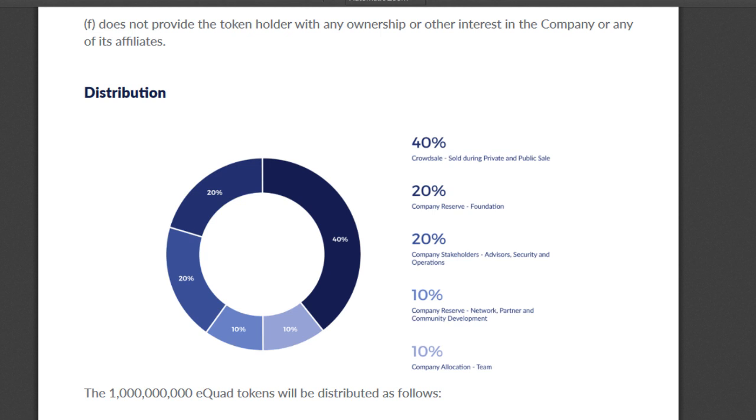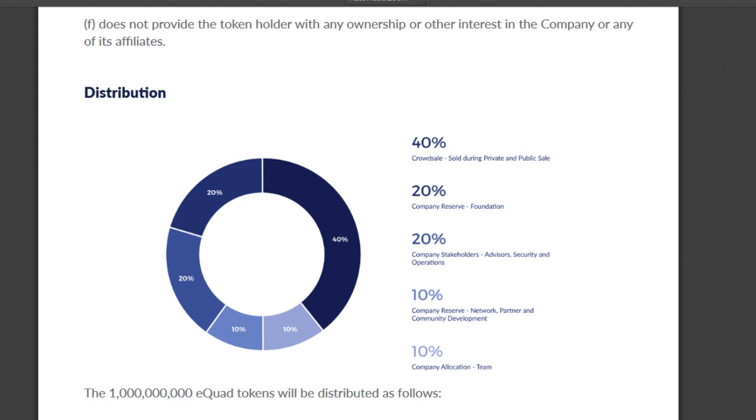So there have been some projects, we've all seen them, where the team's holding a large portion, or the company's holding a large portion. So they've got the reserves broken down a little bit, but at the end of the day, it's still 50% being held by the company, with 10% paid to the team as well. So 60% of the tokens are being held by the company, but it is broken down.